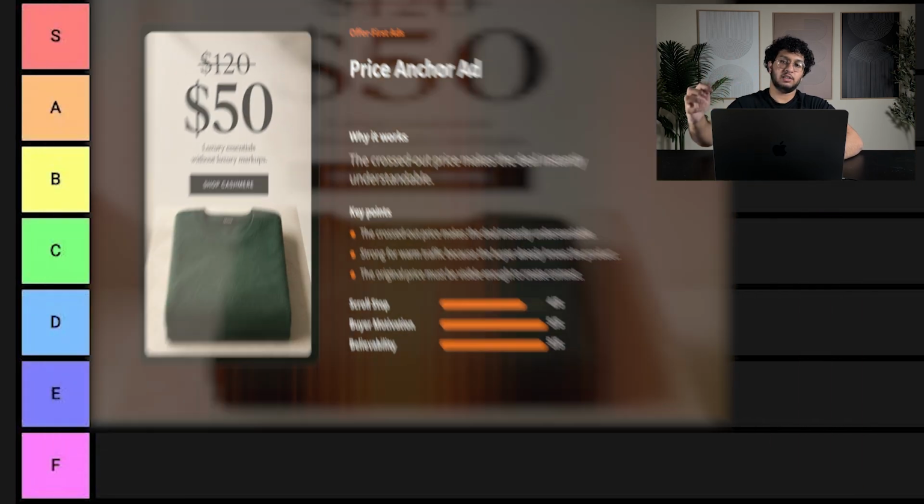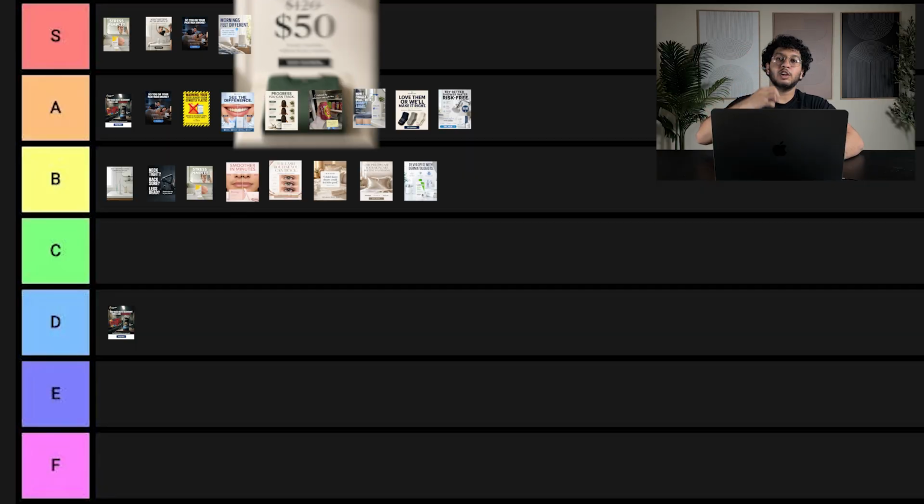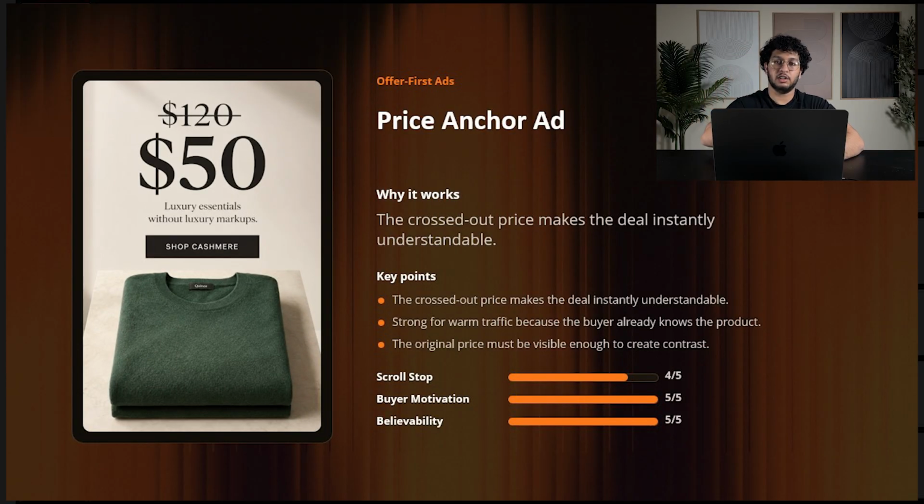First is the price anchor. Price anchors are S tier. This is one of the clearest formats in advertising. You show the original price crossed out. Then you show the new price. The brain immediately sees the gap.